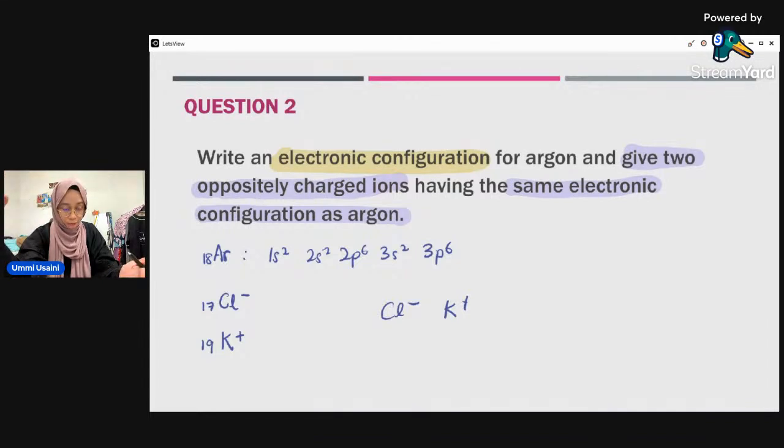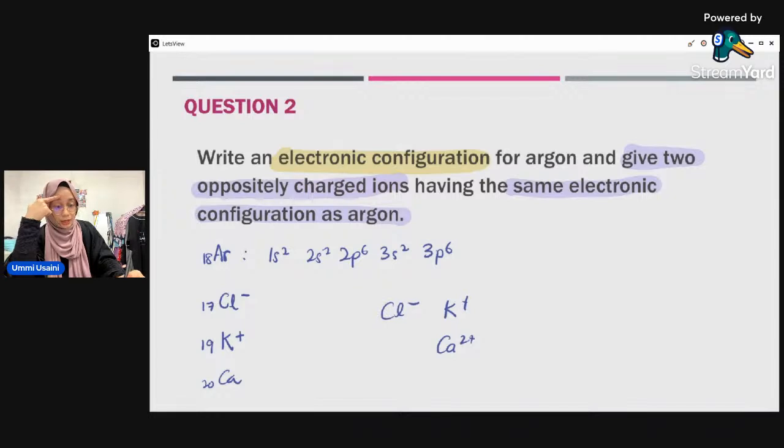Anyone want to give me other option untuk jawapan dekat question 2 ni, untuk yang ion ni? Cuba kamu cari atom that has proton number 16 and 20. Yang tu pun boleh juga. What are another two oppositely charged ion yang ada? Very good. Okay, kita boleh ada calcium. Okay, calcium 2 plus. Sebab calcium ni dia punya proton number 20.